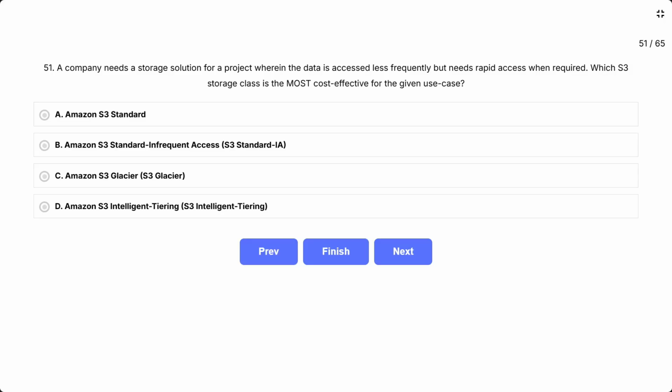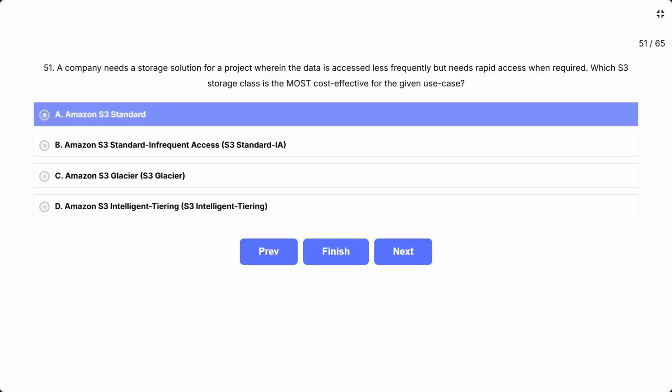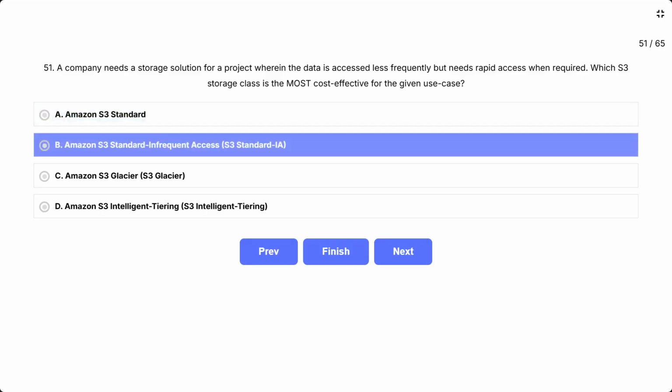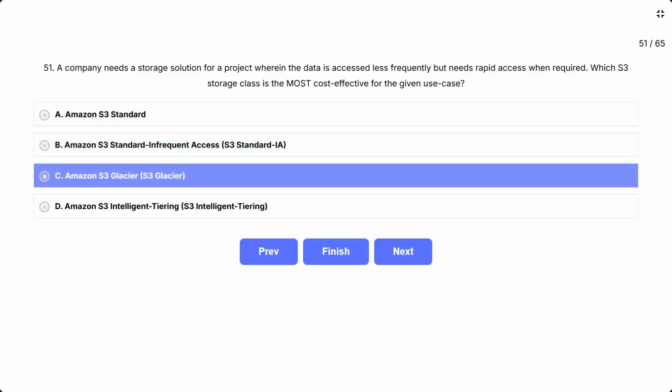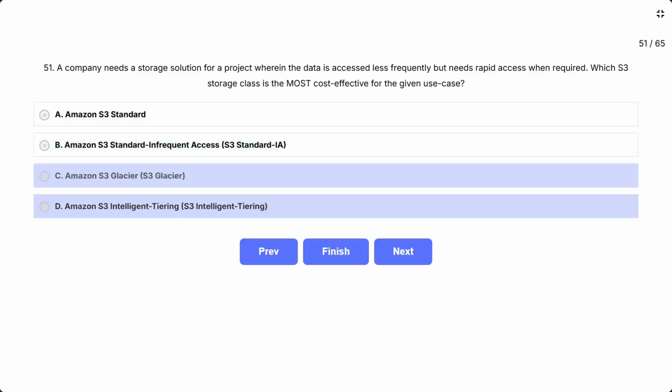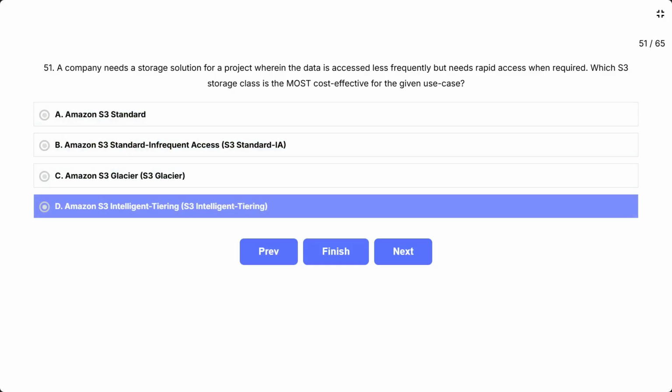The options are A, Amazon S3 Standard, B, Amazon S3 Standard Infrequent Access, S3 Standard-IA, C, Amazon S3 Glacier, D, Amazon S3 Intelligent-Tiering.